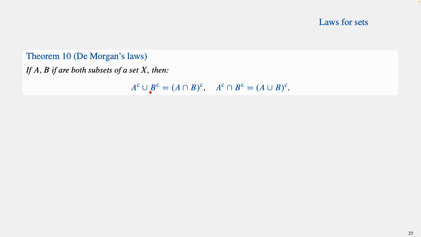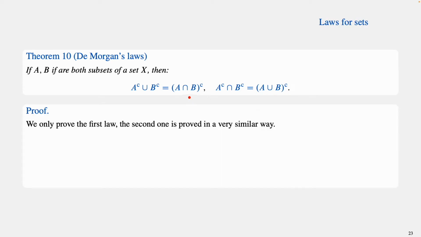A complement union B complement equals the complement of the intersection of A and B. And analogously, A complement intersection B complement equals the complement of the union of A and B. I will only prove the first formula here, because the second one is proved in a very similar way. If you really want to, you can do this as an exercise. But I think if you see the first proof, it's pretty clear how you would go about the second one.